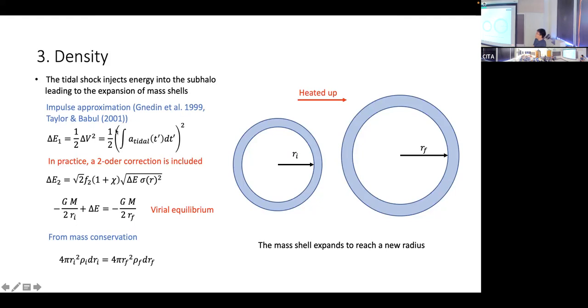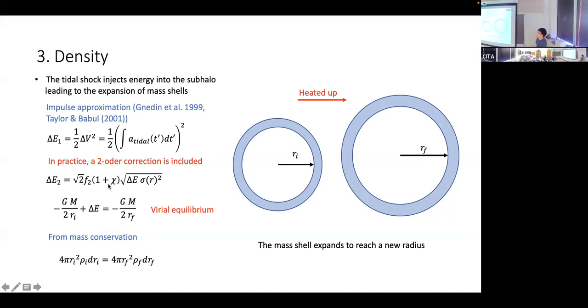Basically we integrate the tidal accelerations with time along the orbit to get the change in the energy of an element particle in a mass shell of the subhalo. In practice, we also consider a second order correction, because we found that if we only include the first order term, we cannot get a very accurate description of the density profile. So we put this second term here. The second term is proportional to the square root of the first order term, and also depends on this chi here.